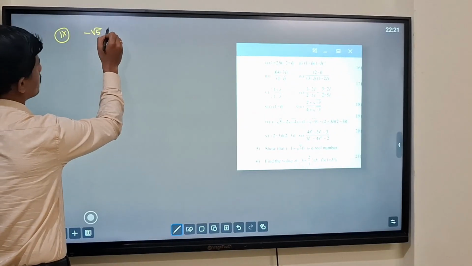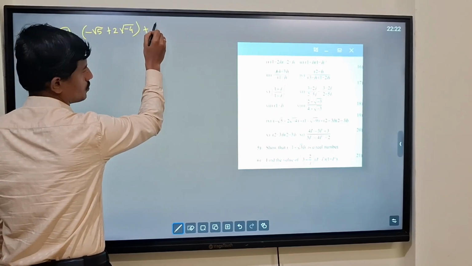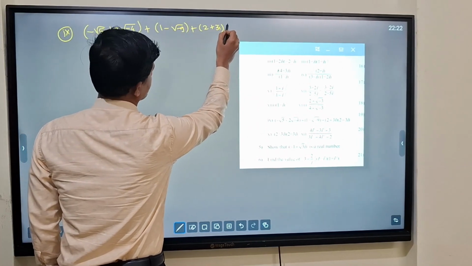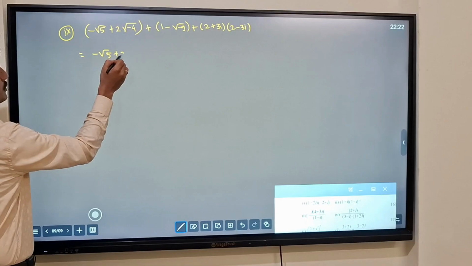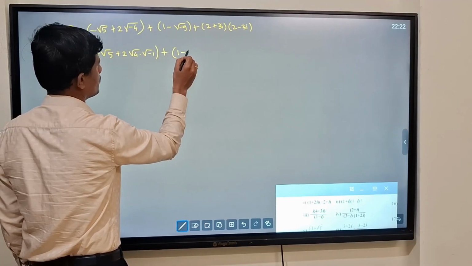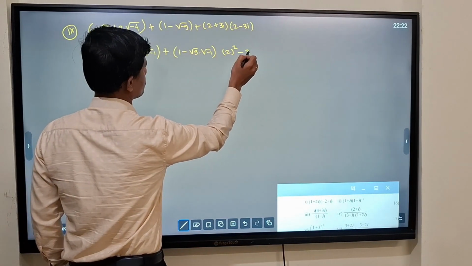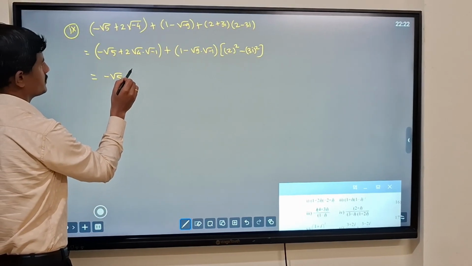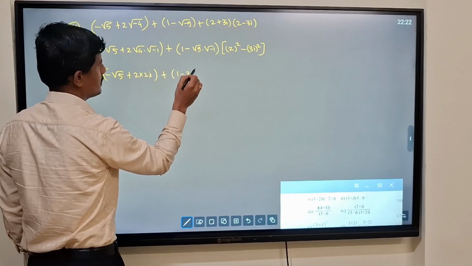Now ninth question. Minus root 5 plus 2 root minus 4, plus 1 minus root minus 9, over 2 plus 3i times 2 minus 3i. Now see, here it becomes minus root 5 plus 2 root 4 into root minus 1, plus 1 minus root 9 into root minus 1. Here it becomes 2 square minus 3i whole square. So this becomes minus root 5 plus 2 into 2i plus 1 minus 3i.